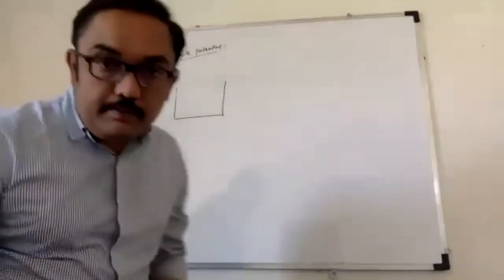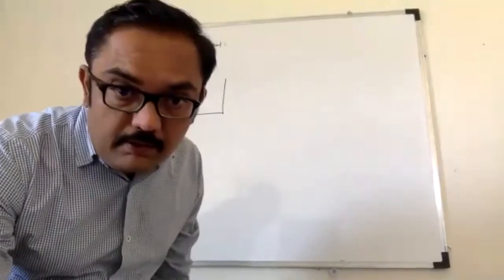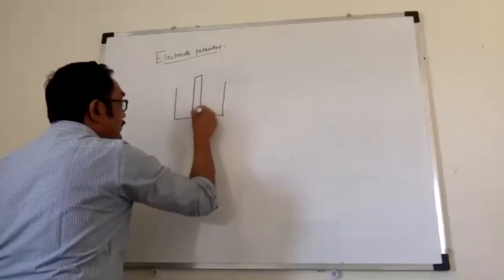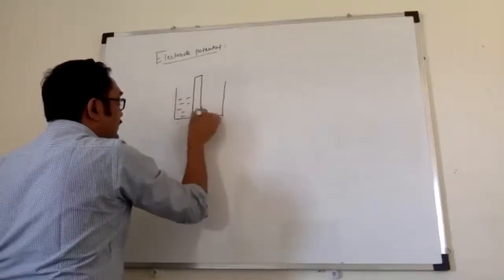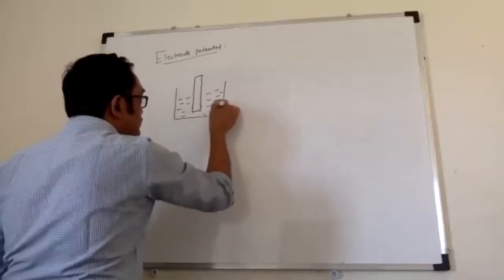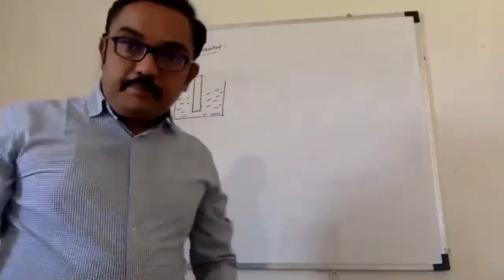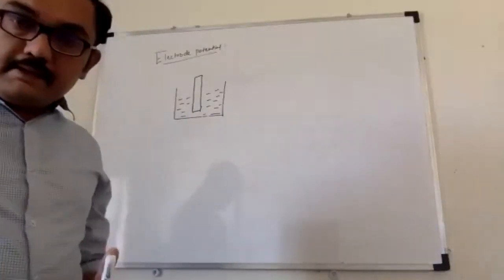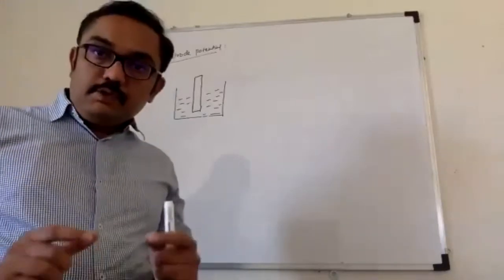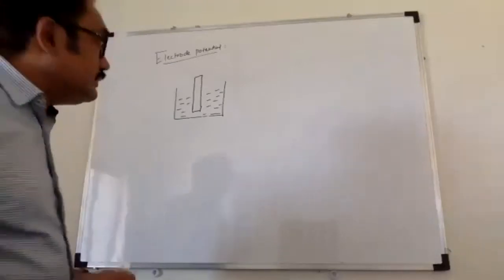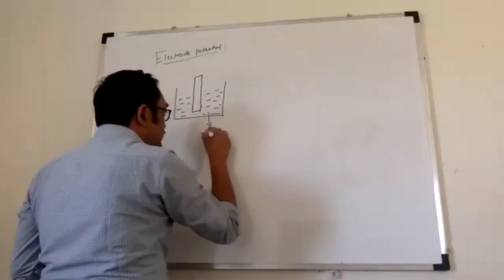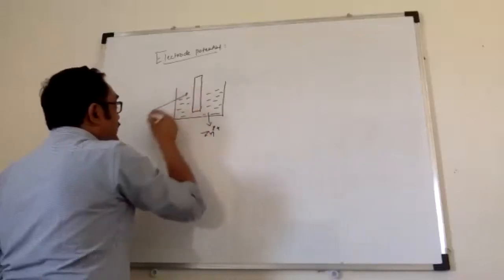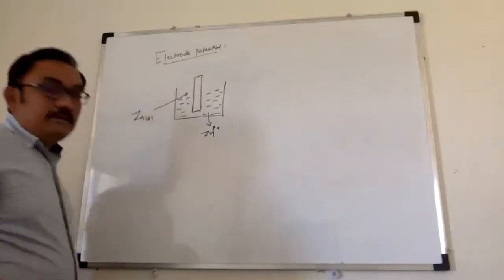So let me think about a zinc rod that is in contact with Zn2+ ion. There is a beaker in which a Zn strip is dipped in a solution containing Zn ion. So in the solution there is Zn ion and there is a metal strip.